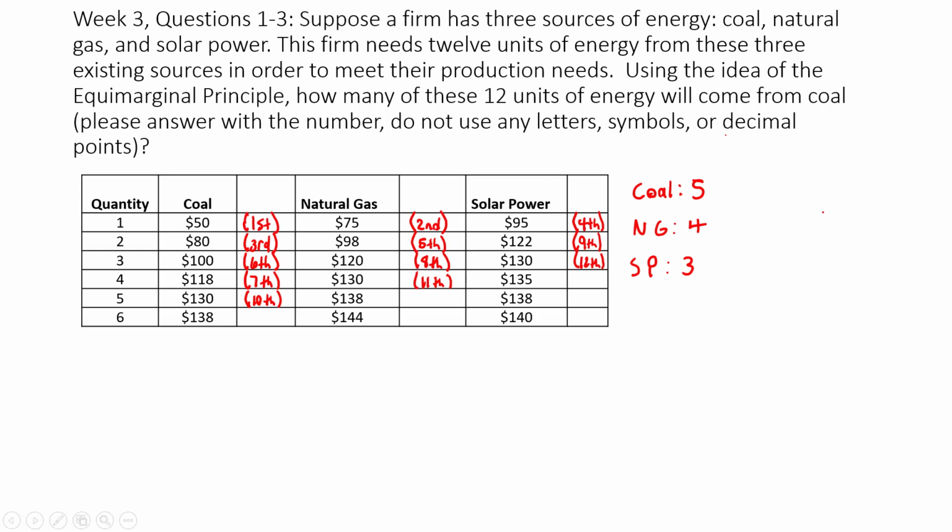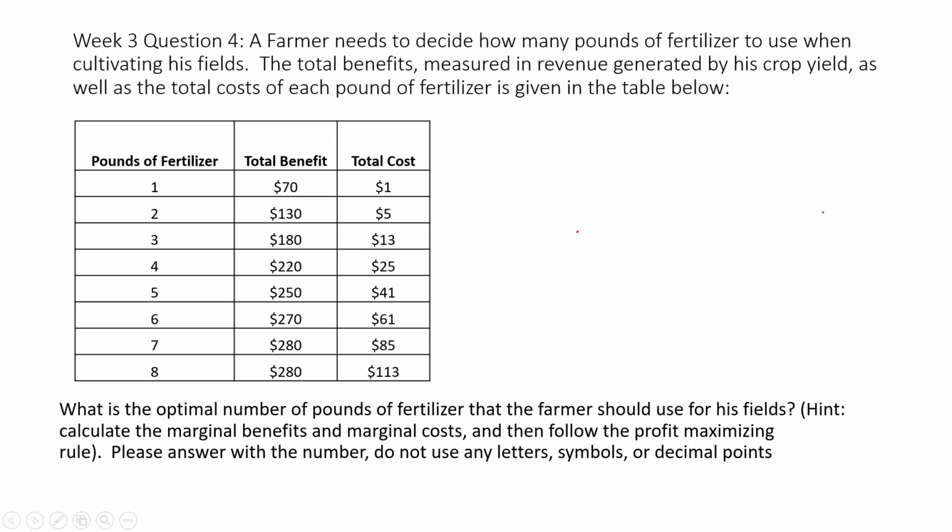With that in mind, let's move on to the second question for that particular week. It says that a farmer needs to decide how many pounds of fertilizer to use when cultivating his fields. The total benefits measured in revenue generated by this crop yield, as well as the total cost of each pound of fertilizer, is given in the table below. What's the optimal number of pounds of fertilizer that the farmer should use for his fields?